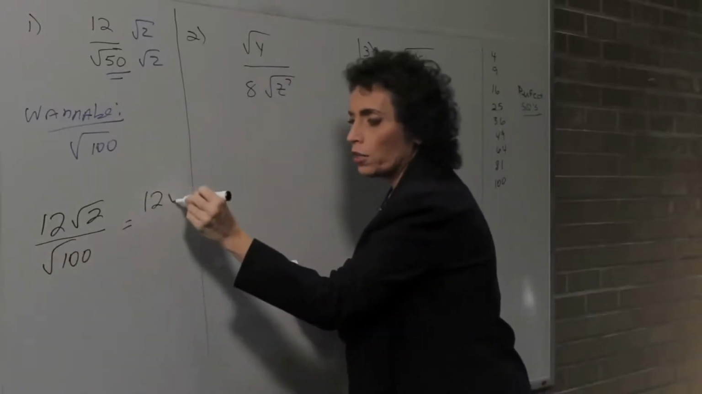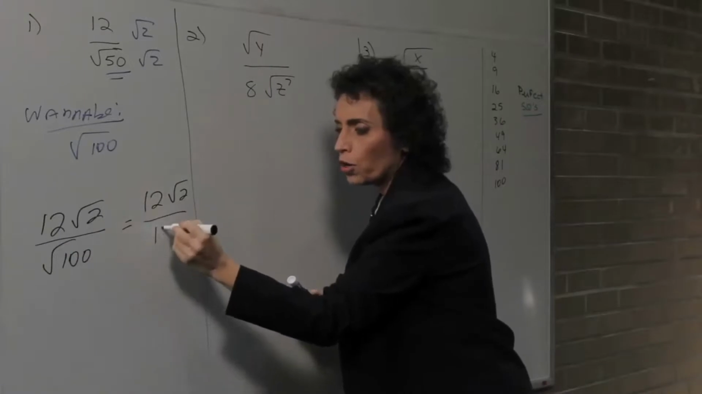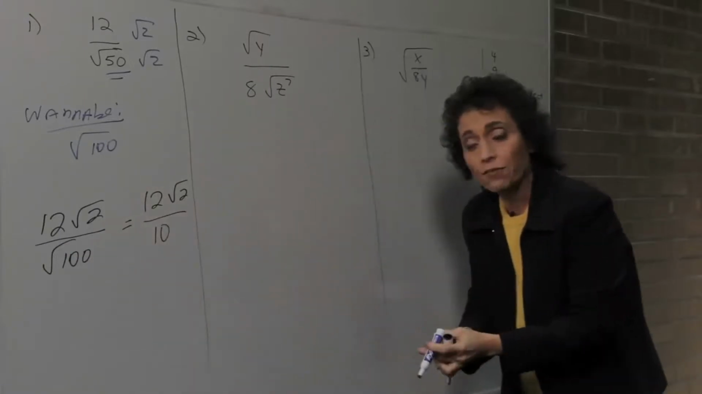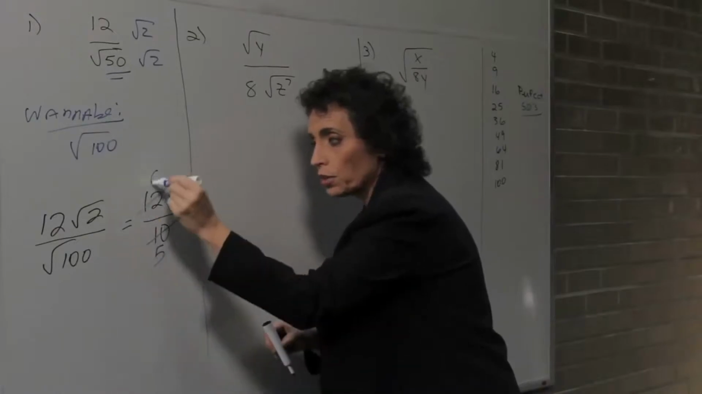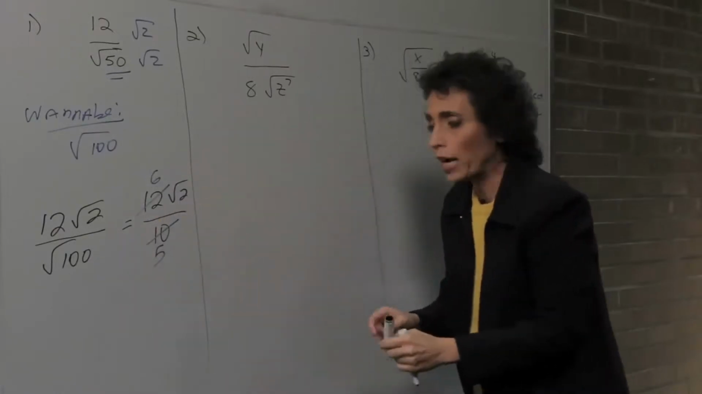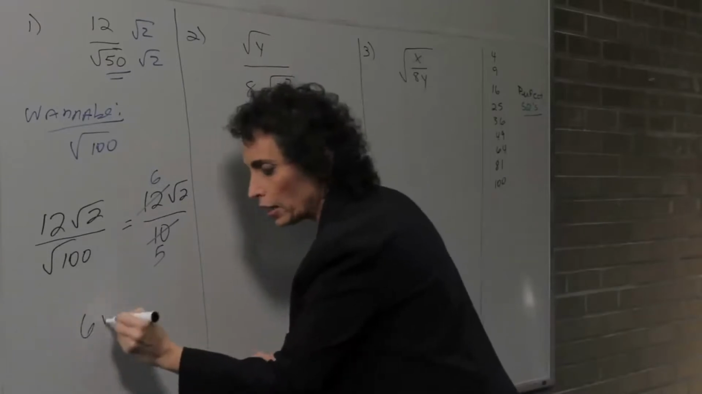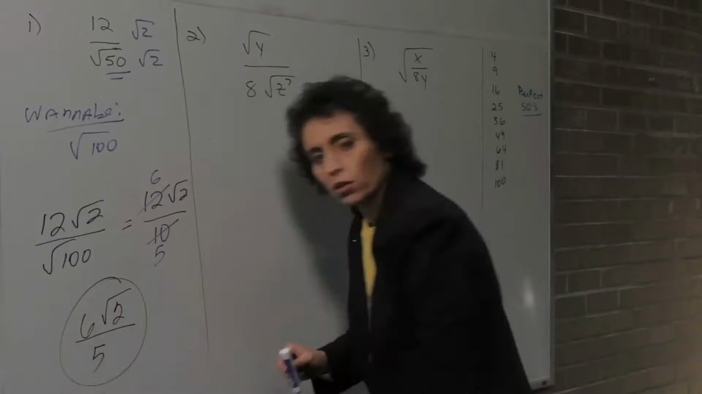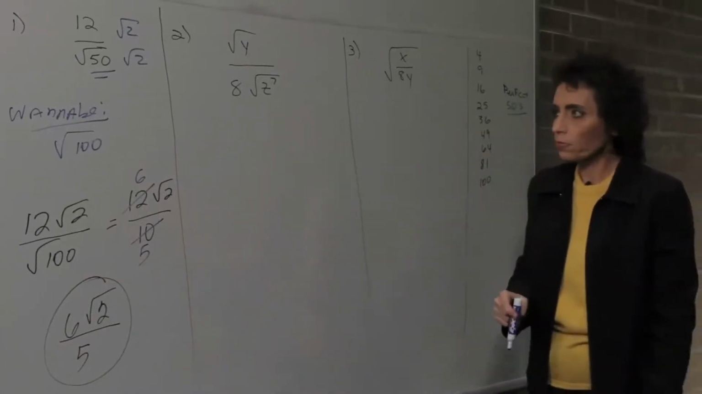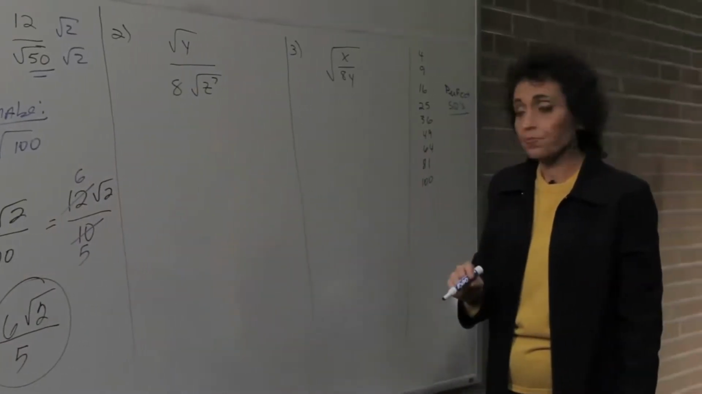And I have 12 square root of 2 all over 10. Now look at that. First time we have this, I can reduce. 2 into 10 goes 5 times, and 2 into 12 goes 6 times. Outsides with outsides. Awesome if you saw that. 6 square root of 2 all over 5. Great. Okay? Ready for this guy?